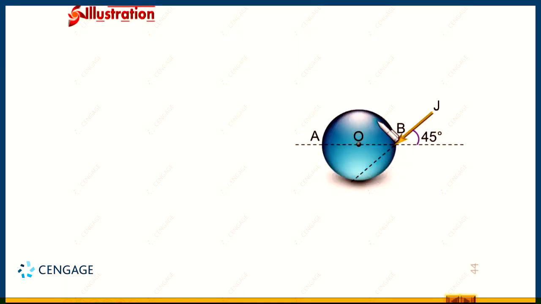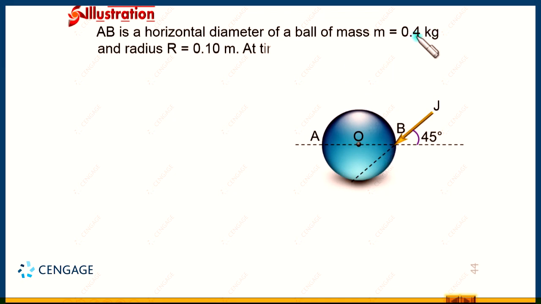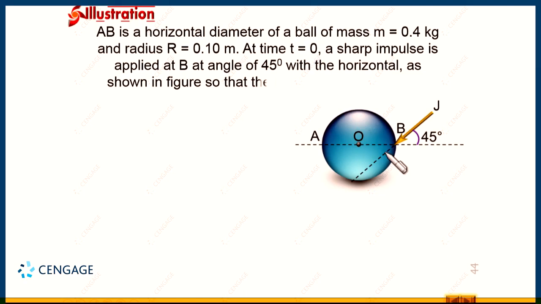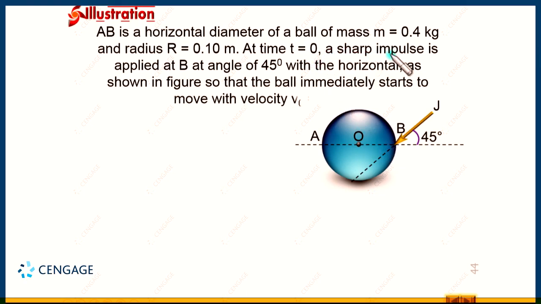So let us move to the illustration. Here in this figure you can observe this is the solid ball, and AB is a horizontal diameter, right, and the mass of the ball is 0.4 kg, radius 10 centimeter, and at time t equal to 0 a sharp impulse J is applied at point B at an angle 45 degree with the horizontal, and just after application of the impulse the ball starts moving with the velocity 10 meter per second in the leftward direction.